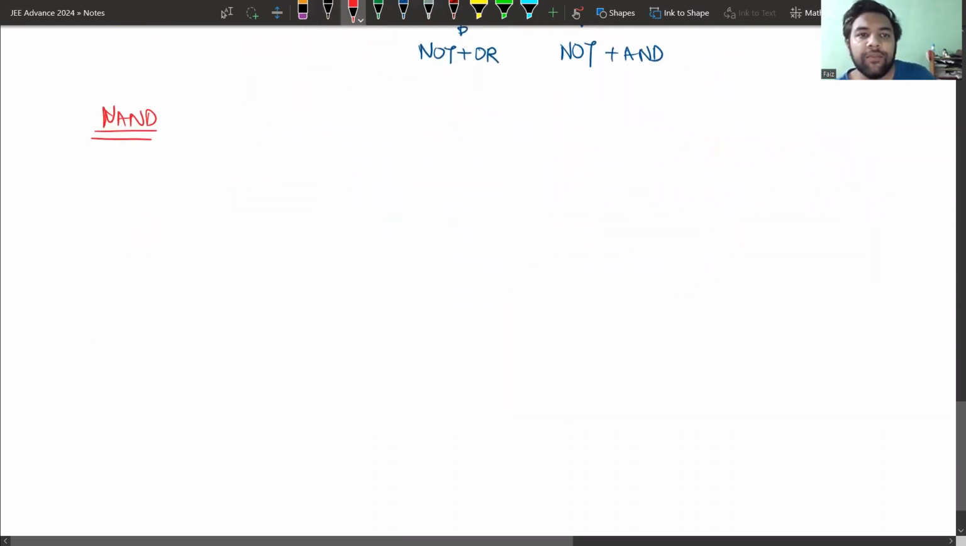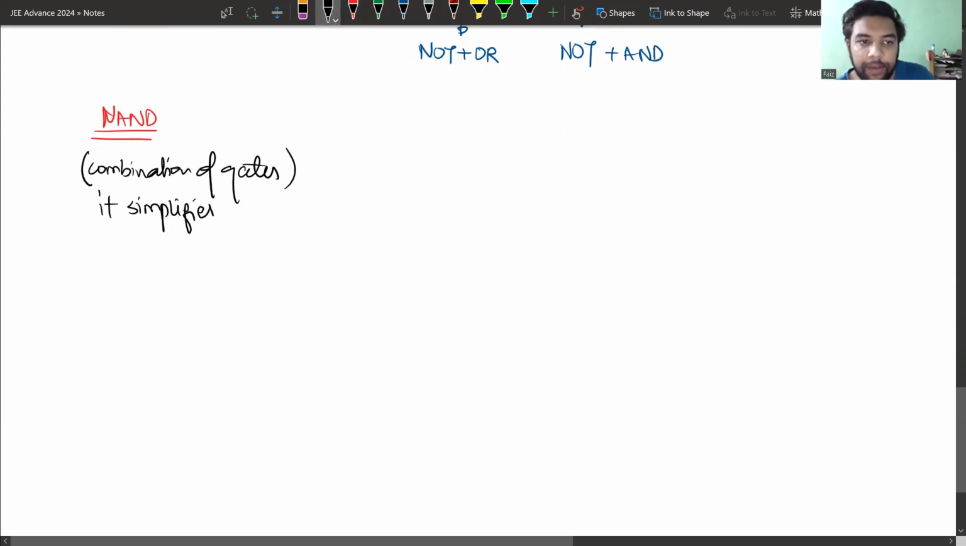So what are its uses? Its use is basically that it's a combination of gates and it simplifies the circuit. How does it simplify the circuit? We'll discuss it further in the lecture. Okay. Now, the NAND gate simplifies the circuit.